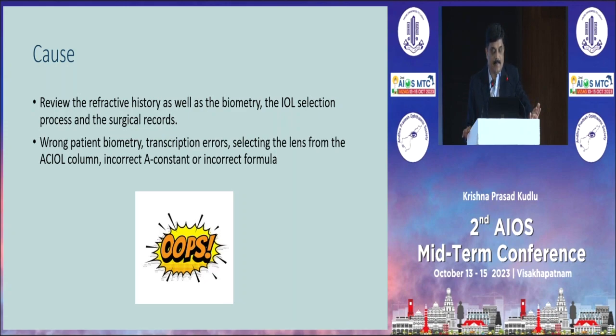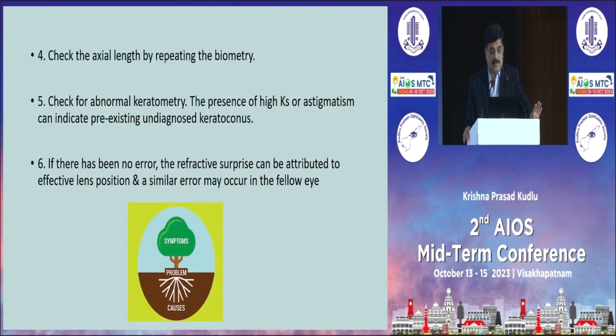surgical record. Look for wrong patient biometry, transcription error, sometimes selecting a lens from the wrong column, or incorrect A constant, or you should also look for the incorrect formula in a particular case. Check the axial length by repeating the biometry, check for abnormal keratometry. Sometimes with the presence of high corneal astigmatism, you might have missed an underdiagnosed keratoconus. If there is no error there, then you can attribute the refractive surprise to the effective lens position, and you can expect a similar kind of error in the fellow eye also.